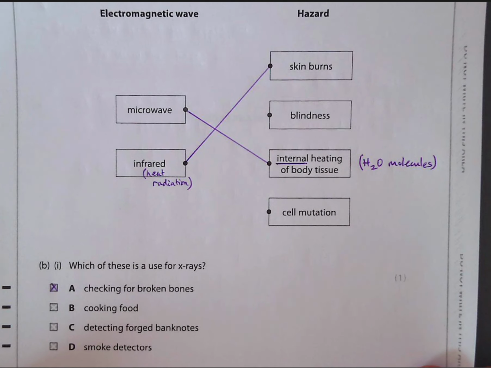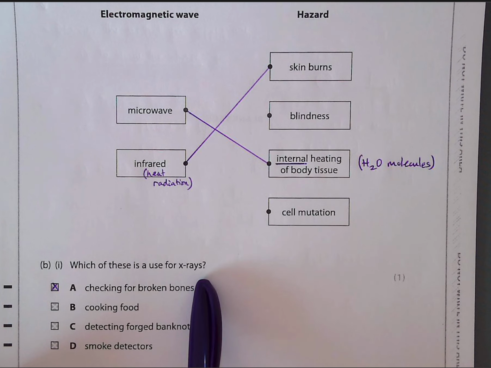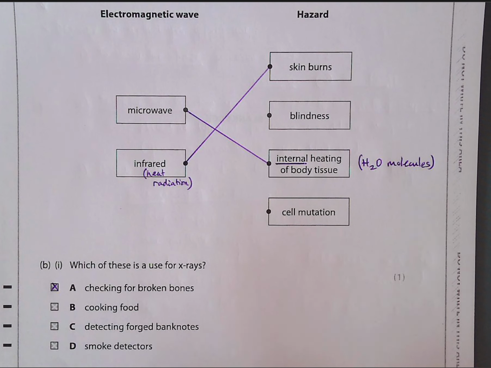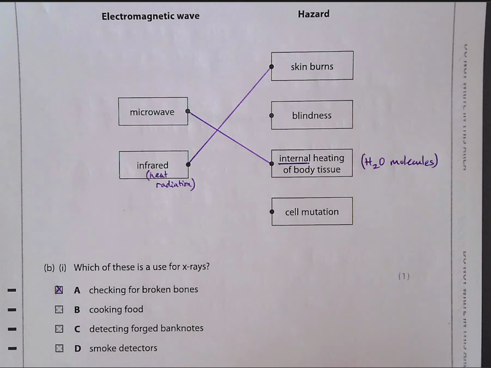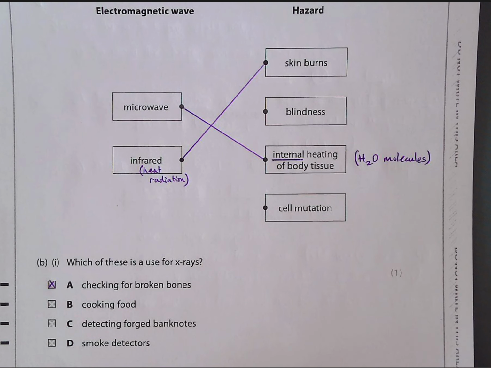Okay, the next part of the question, part B, it wants you to look at X-rays. So again, X-ray belongs to electromagnetic waves, and you will know from just general knowledge that it's used for checking for broken bones. Okay, so cooking food would be infrared. You could use microwaves if you have a microwave oven. I don't use them. I prefer to use old-fashioned methods. Detecting forged banknotes would be ultraviolet, and smoke detectors are nothing to do with X-rays or electromagnetic waves, although they do use alpha radiation from nuclear physics, which you may have revised.